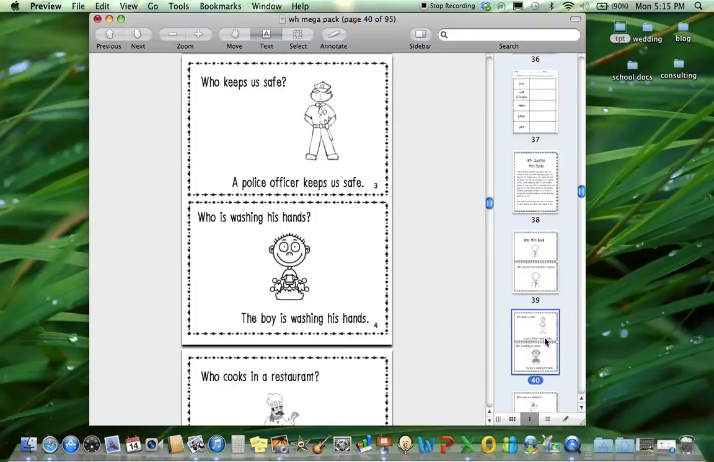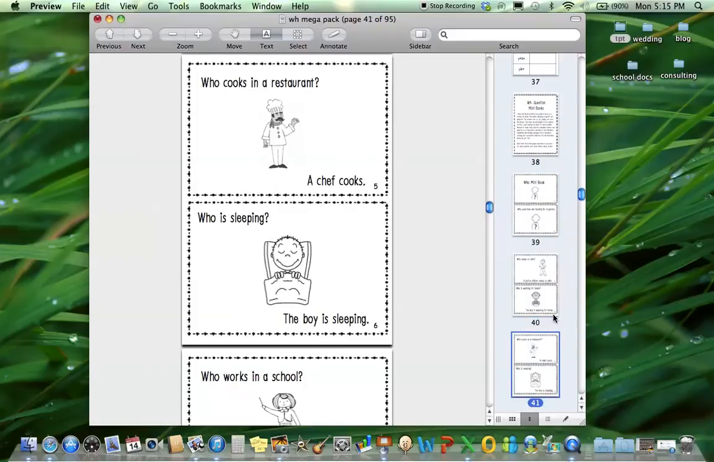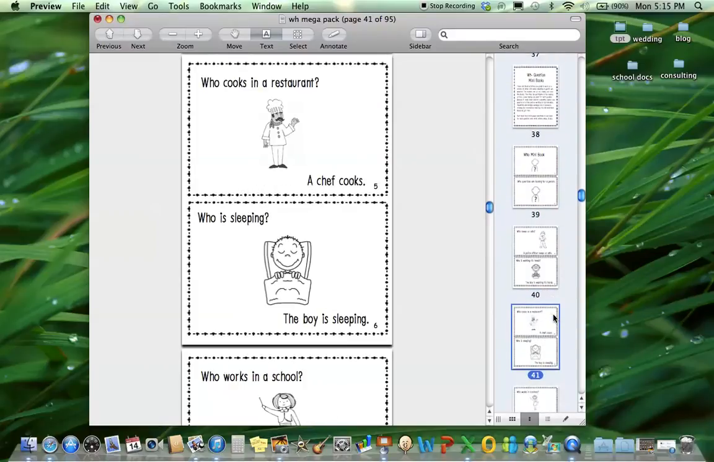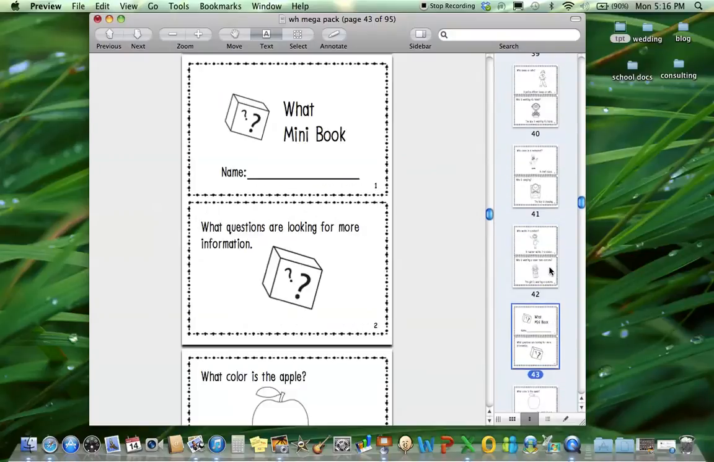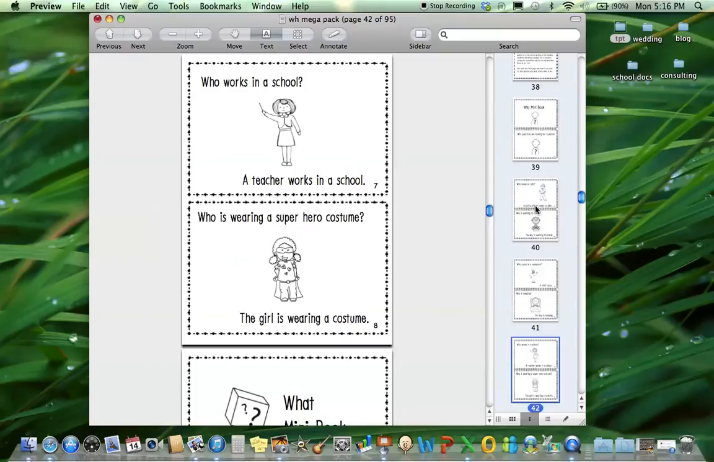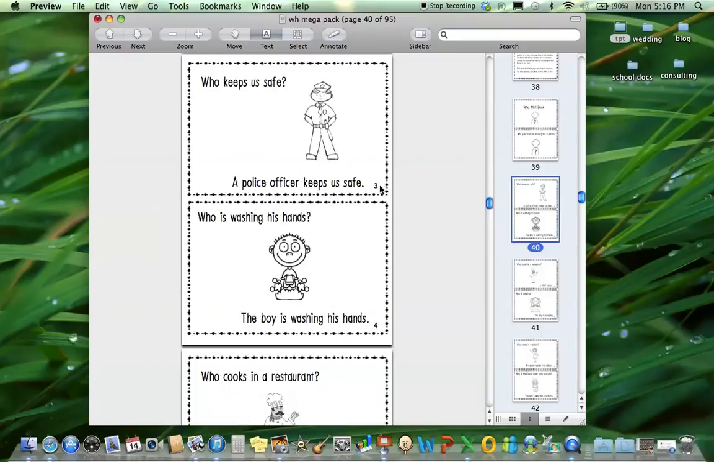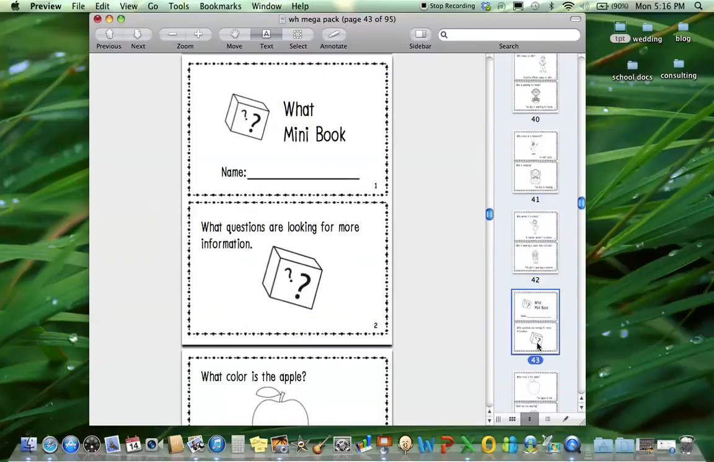I really like teaching each skill in isolation because it allows my kids to really notice that repetition, that who is always a person or where is always a place. So it allows them to truly master one. Each book follows the same pattern. There's a question and an answer. So who keeps us safe? A police officer keeps us safe. So it goes through like that.